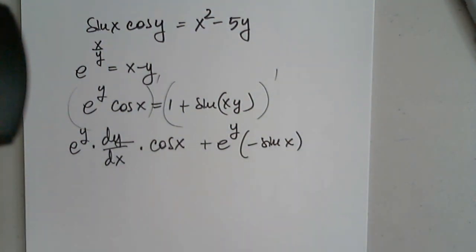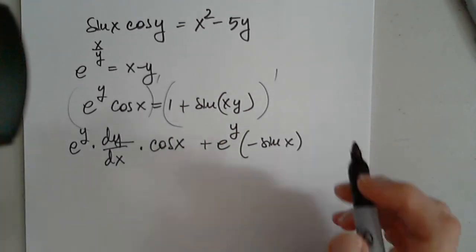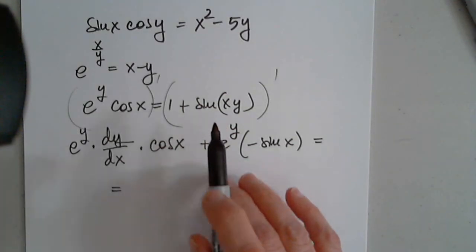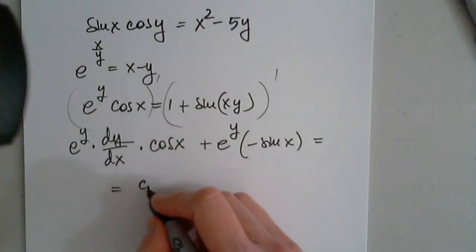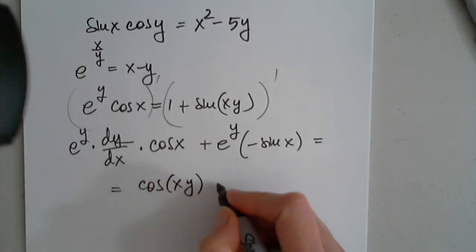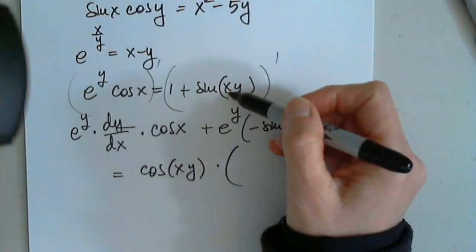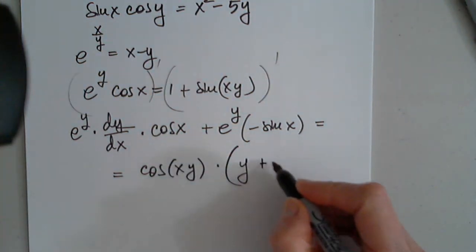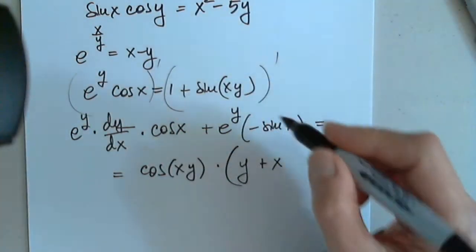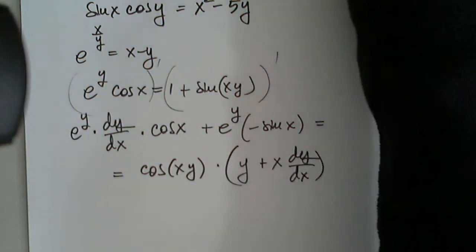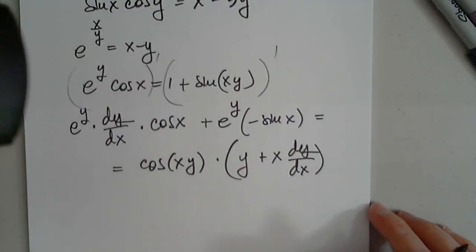Is the left-hand side okay? Yeah, that's the product rule with the chain rule mixed into it. Yes, the chain rule. Very good. So now the right-hand side, I have to differentiate sine, and I get cosine xy, but I have to multiply by the inner function prime. The first function prime is 1, so this is y, plus x times the second function prime, which is dy over dx. Is this okay?